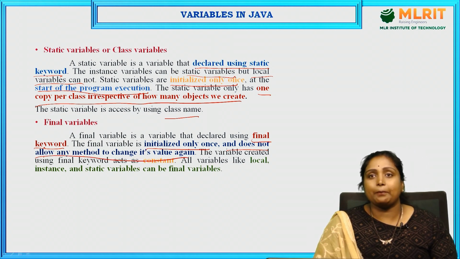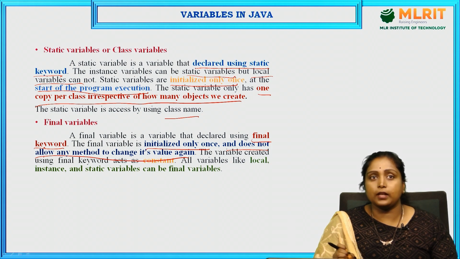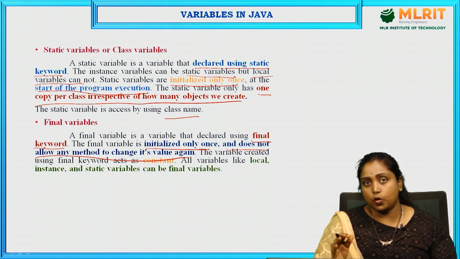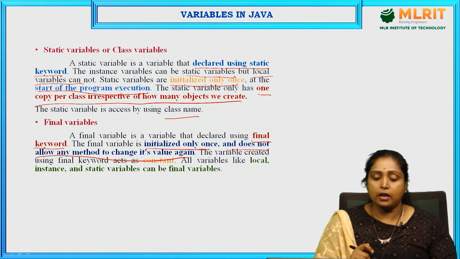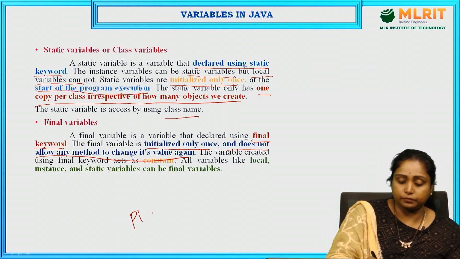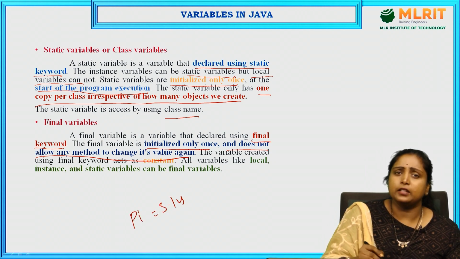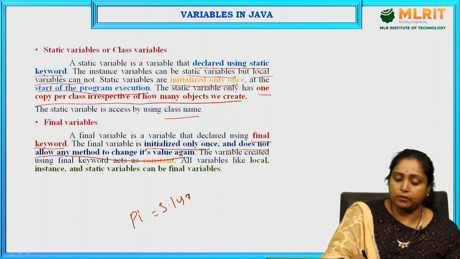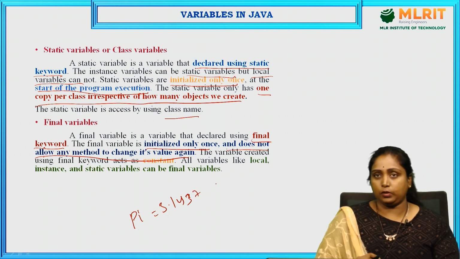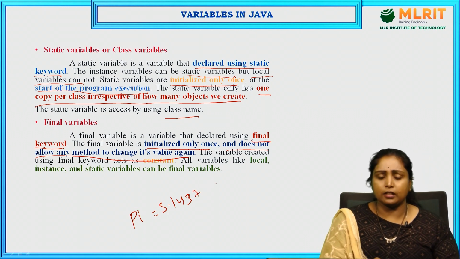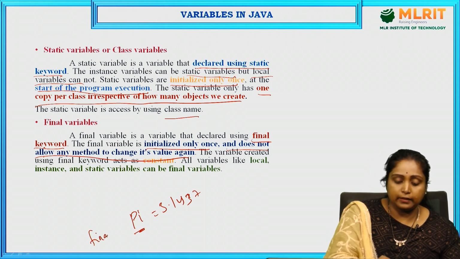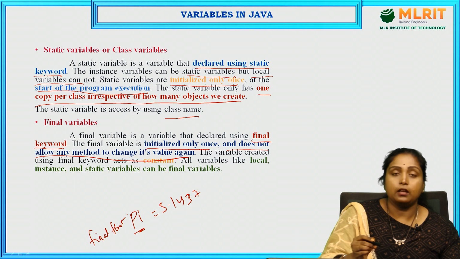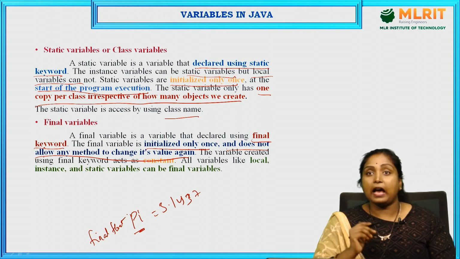The best example is, whenever you want to declare a constant value which never changes, that could be taken as a final variable. For example, the pi value. What is the value of pi? 3.1437 like this and so on, isn't it? So which is never changed. So for this particular one you can go with final float pi, you can declare it like this.